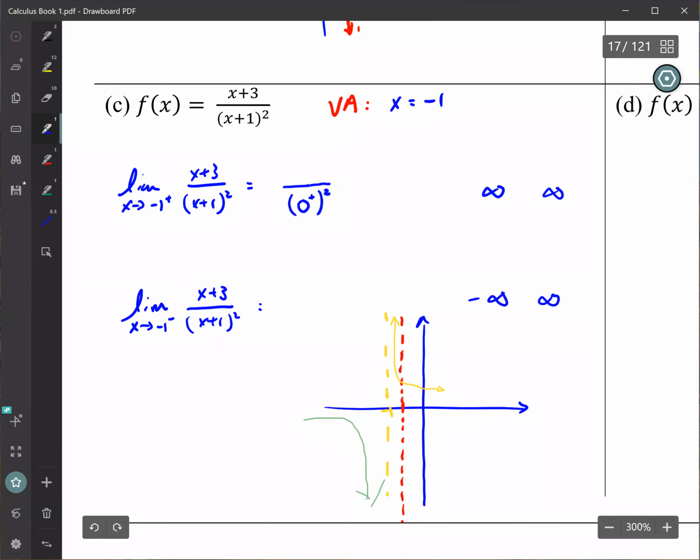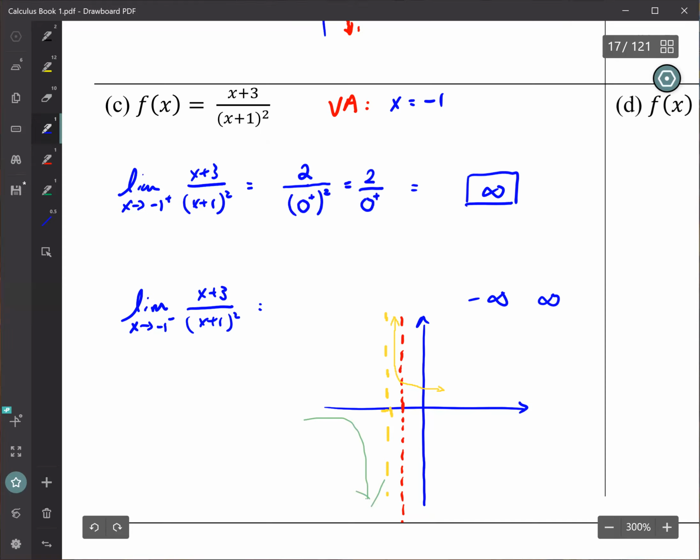So that will just be 2. All right? So 2 divided by, if it's square, of course, positive, remains positive. So that will give you, so everybody got this one right, okay? Positive infinity.